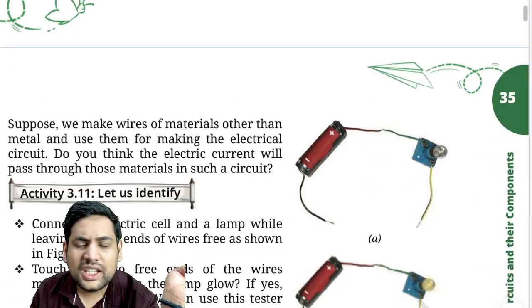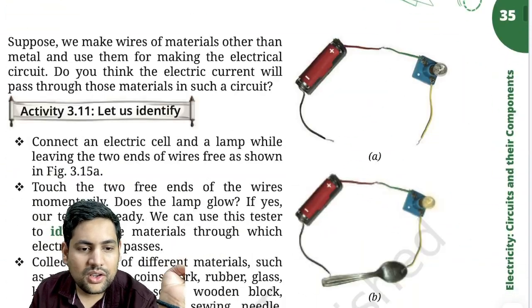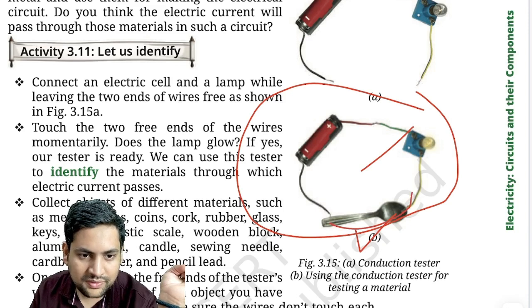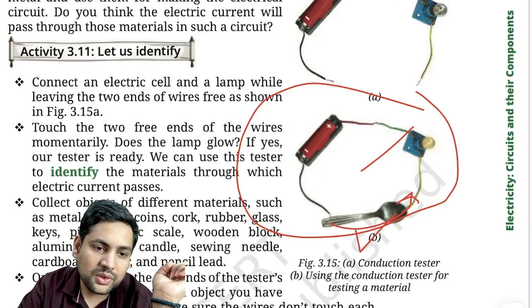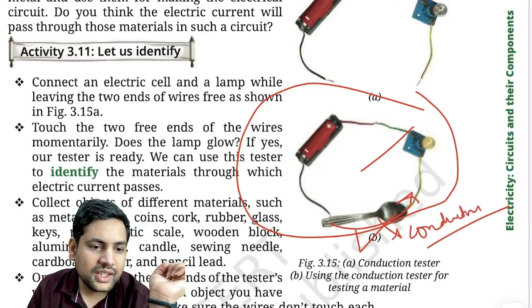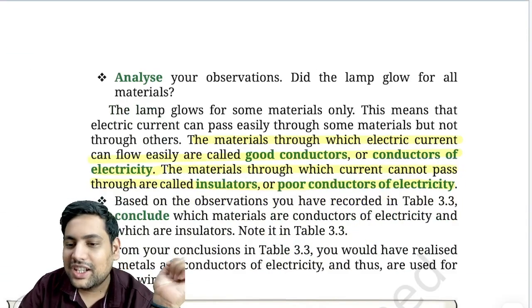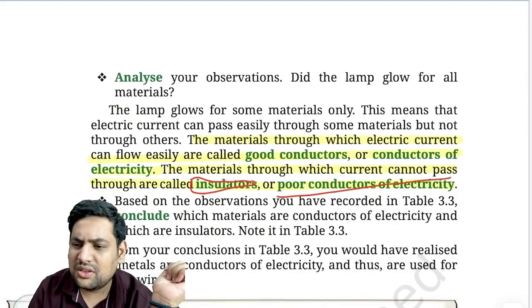Then it talks about electrical conductors and insulators. This we had seen before also. For example, here it has connected steel, or let's say metal. Now what will happen? The circuit is still complete. Why? Because this will allow the flow of current, correct? So anything that allows flow of current is called a conductor. Anything that does not allow flow of current, for example rubber, as we had seen, is called an insulator or poor conductor of electricity.